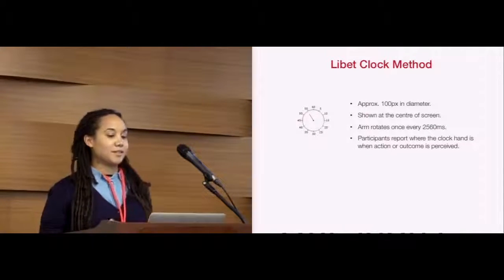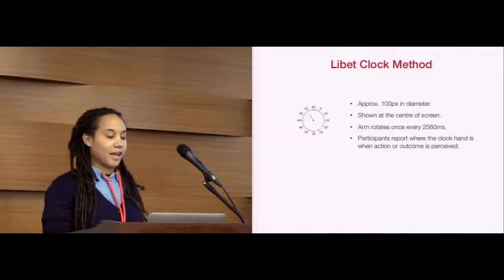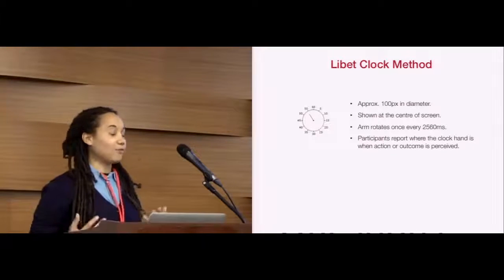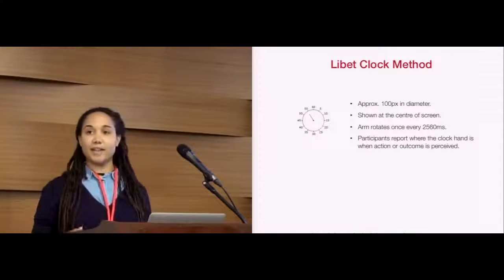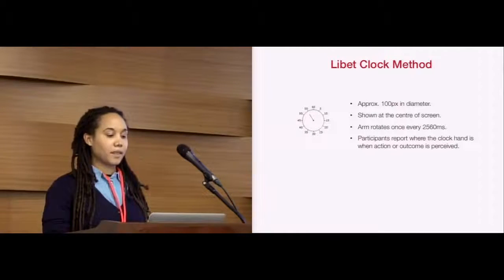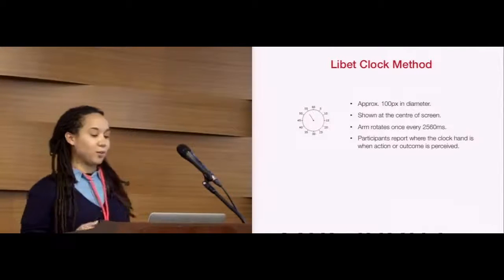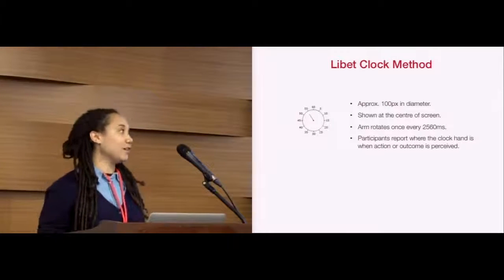The way that these perceived timings are assessed is via the Libet clock method. This is where a clock is situated in the center of the screen, and a clock hand rotates around the clock. And participants report where the clock hand is when they make an action or an outcome. This method for measuring intentional binding has been widely used and replicated within cognitive neuroscience as a metric for the sense of agency.